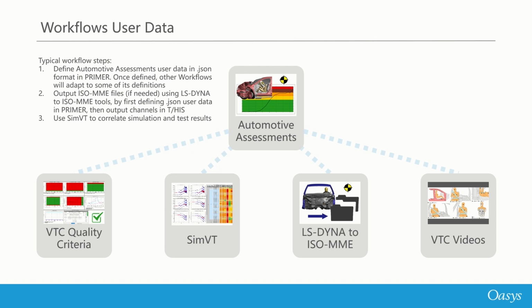Before I move on to some demonstrations, I'm just going to mention briefly the concept of workflow user data. If you've used the workflows before, you should be familiar with it, but I'll explain it for those who might not. A typical workflow starts in Primer by setting up the user data, and then this data is accessible in the post-processing stages. When carrying out an automotive assessment, the starting point is to create Automotive Assessments user data in Primer. That data can then be picked up by other workflows, which themselves might have additional metadata.